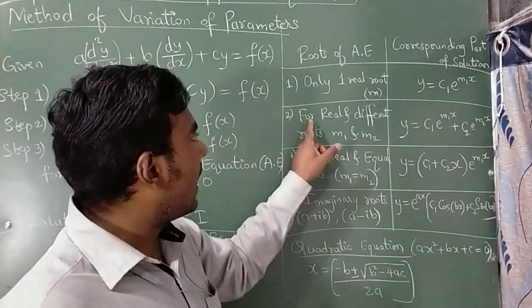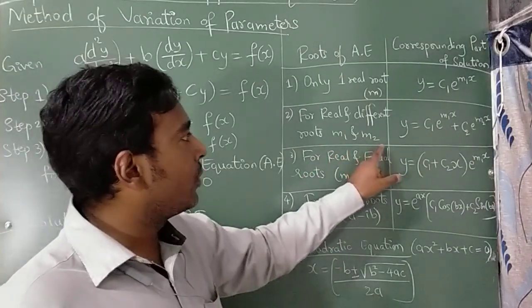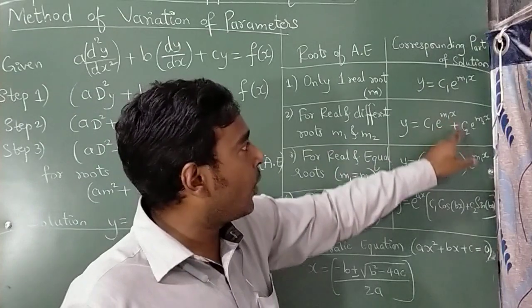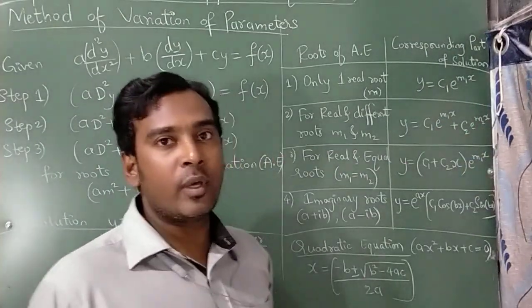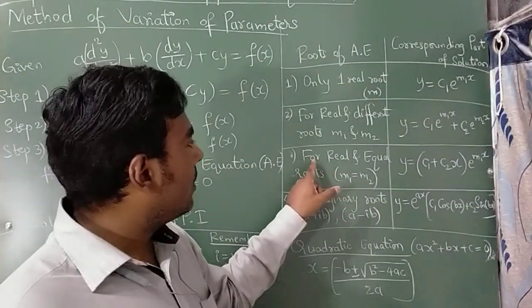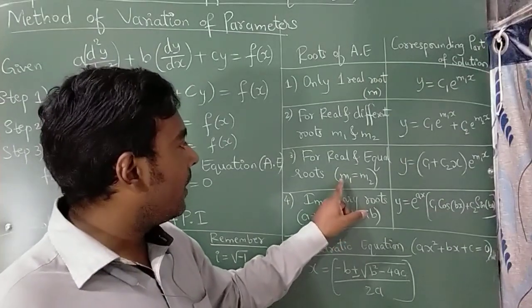If the roots are real and different, it means you have got two roots, m1 and m2, then the solution will be y is equal to c1 e raised to m1x plus c2 e raised to m2x, because there are two roots.